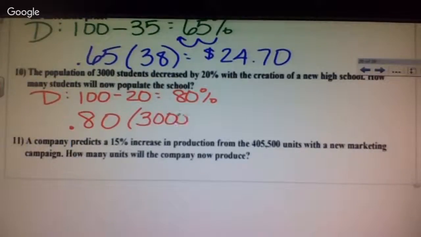Multiply that by the original population. How many students are still going to be walking the halls? 2,400.